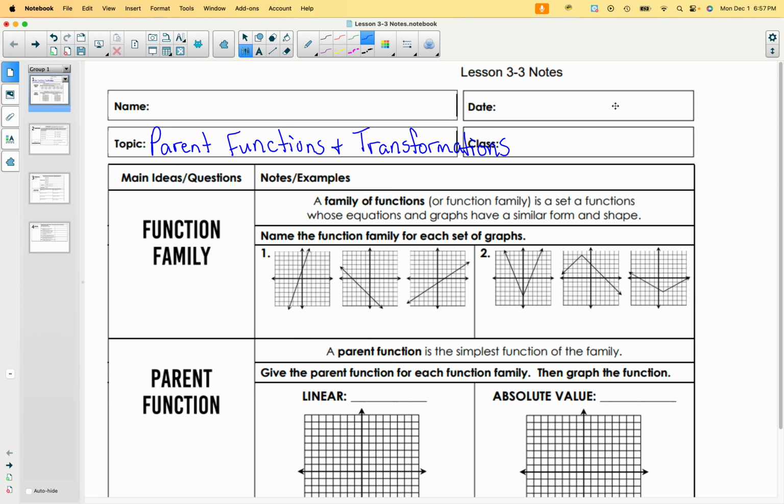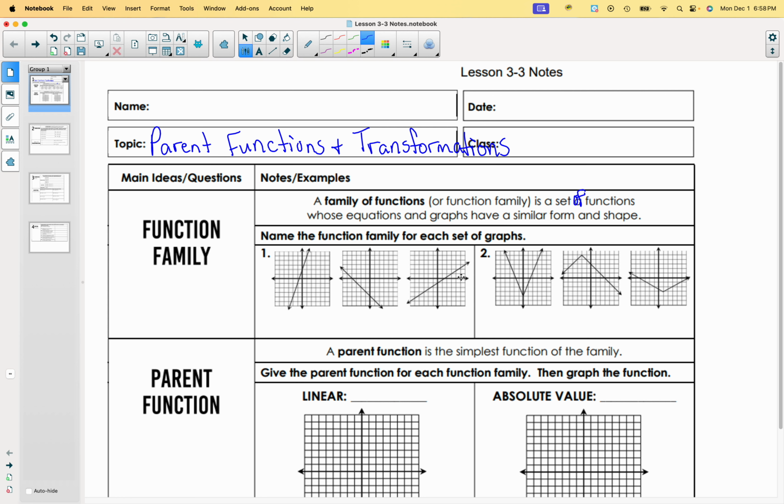Okay, this is lesson 3-3, and the topic is parent functions and transformations. So we're going to talk about two types of functions today, and they're functions you've seen before, but you need to be able to recognize them whenever you see a variation of that function. A family of functions, or function family, is a set of functions whose equations and graphs have a similar form and shape.